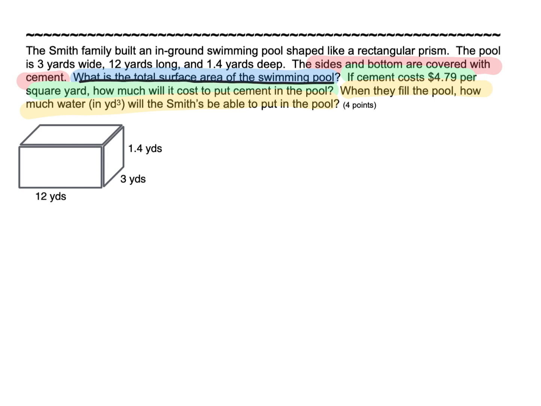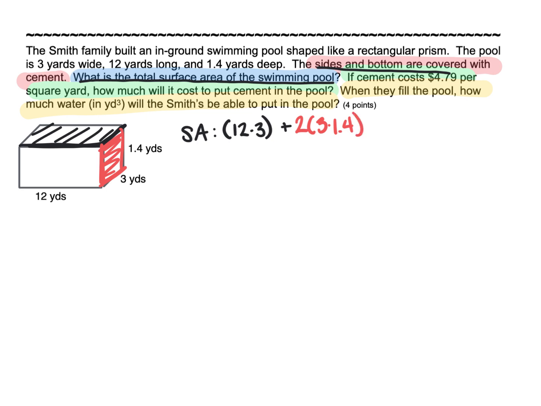So surface area of the pool would be the outside where they're pouring the cement, which is the sides and bottom. So if we start this, that means we're missing the top. The top is this 12 by 3 top piece, which is going to be open. So when we do 12 times 3, we're only going to have one of those. We're just going to have that on the bottom. And then we've got our 2 sides. So if we look at this, it's 1.4 by 3 are our 2 sides. So 2 times 3 times 1.4.